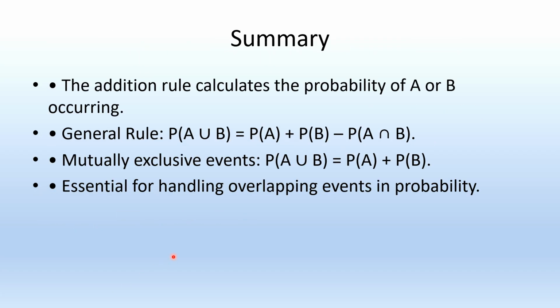So what have we learned here? The addition rule calculates the probability of A or B occurring. As a general rule, the probability of A union B is equal to the probability of A plus the probability of B minus their intersection, the probability of A intersection B. When the events are mutually exclusive, as in the case where we had an even and odd number on a die, the union of those two possibilities is just their summation, the sum of the probabilities of A and B. And so this addition rule is very handy for handling overlapping events in probability.